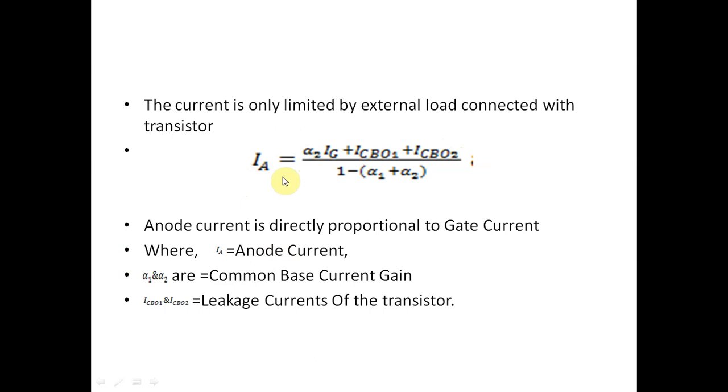This is the IA. IA is nothing but the anode current, and this anode current is given by this formula: alpha 2 into Ig, where Ig is the gate current, plus ICBO1 plus ICBO2. ICBO1 and ICBO2 are the leakage currents of the transistors. Alpha 1 and alpha 2 are the common base current gains. We already studied alpha, beta and gamma in elements of electronics. This anode current is directly proportional to the gate current of an SCR. These equations are asked in exams.